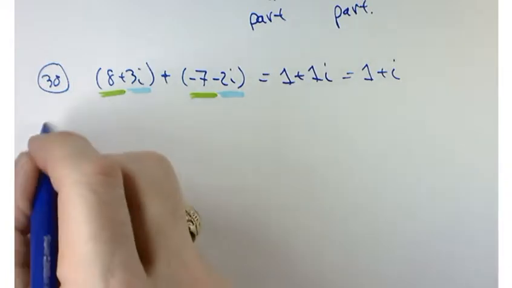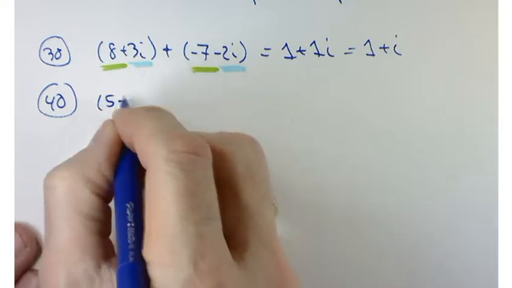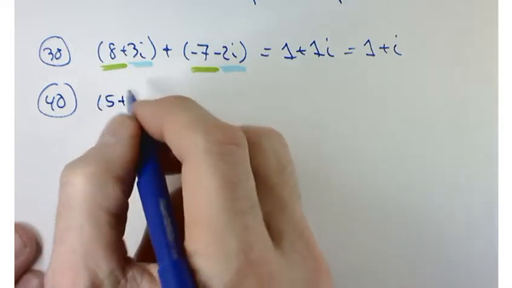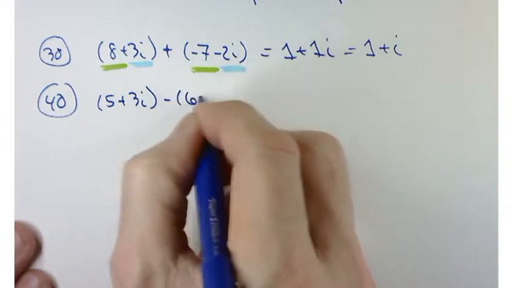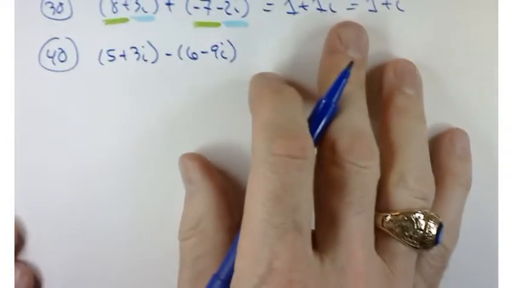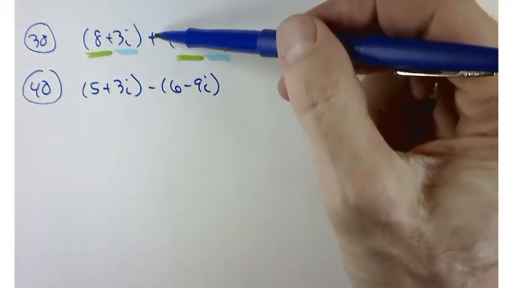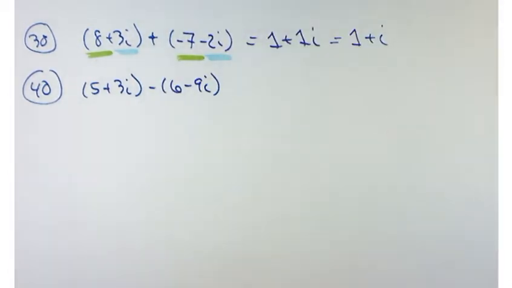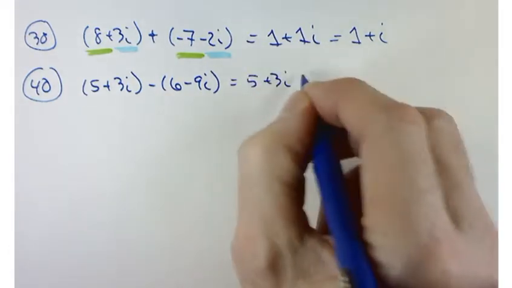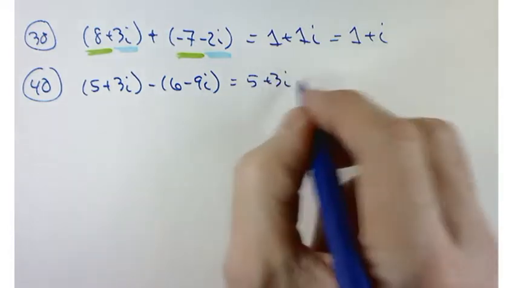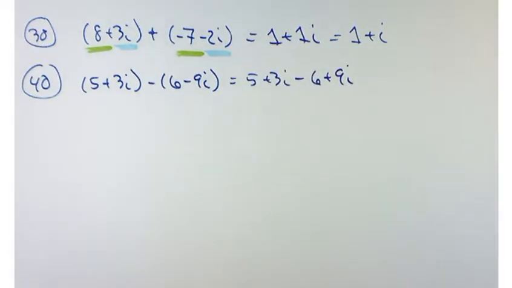So let's try another one. Problem number 40. 5 plus 3i minus 6 minus 9i. So we added complex numbers. Now we're subtracting complex numbers. I guess what I would suggest is this, that you distribute that negative. Minus 6 plus 9i.